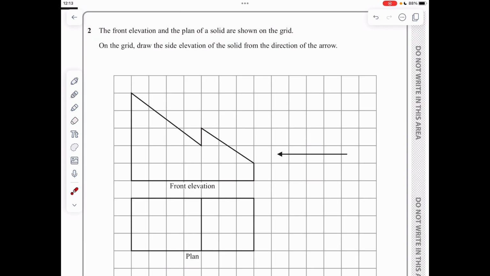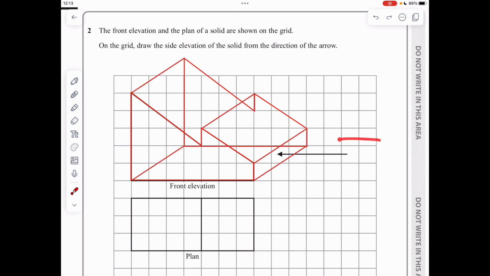In question 2, we're given the front elevation and the plan of a solid, and we are asked to draw the side elevation from the direction of this arrow here. I will actually start by considering the front elevation, which I'm drawing in red, and I will try to visualize the 3D object we're dealing with. So it will look something like this.